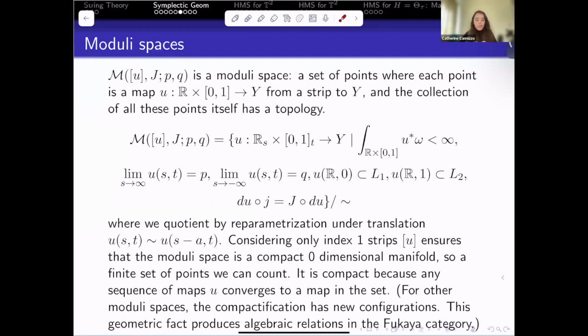For other moduli spaces that show up in the Fukaya category, you actually do have new configurations. They're not compact. You have to compactify them, and that actually produces the algebraic relations in the Fukaya category. So I won't say as much about that unless I get questions about it.